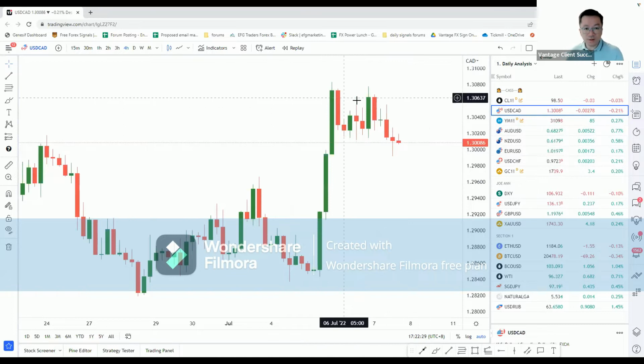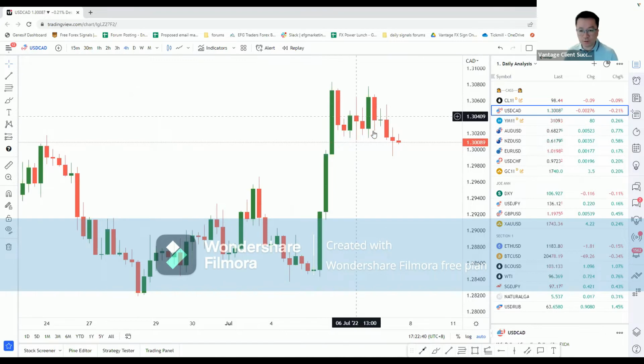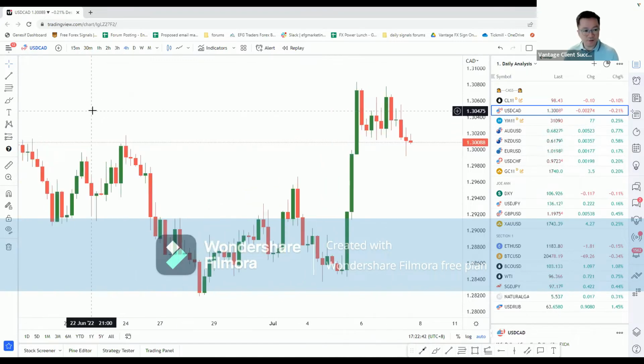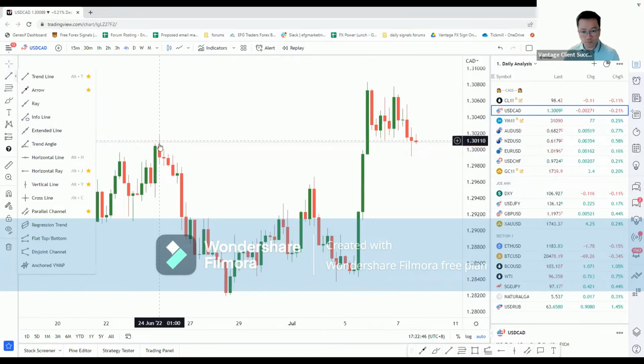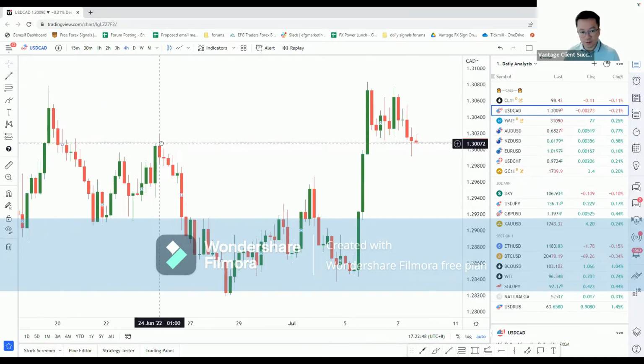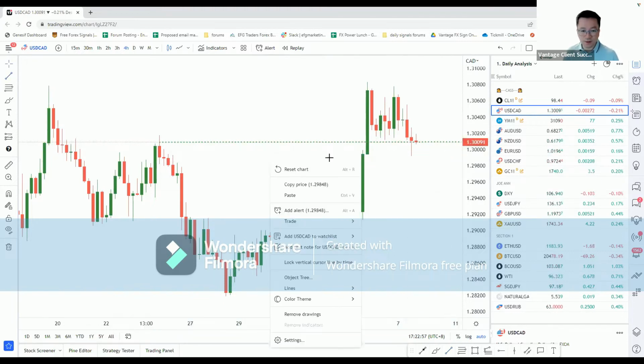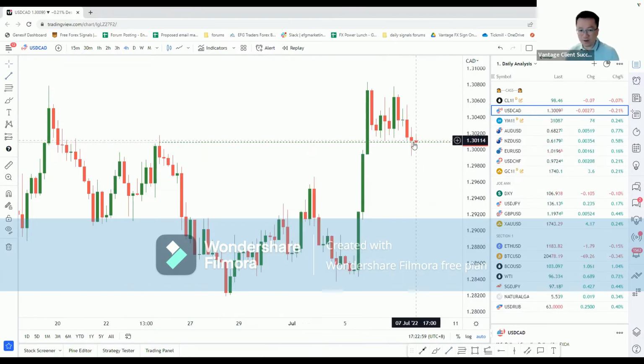All right, US CAD long, be very careful there. What I was actually looking at, I've been quite keen on the US CAD. Things to pay attention to here is that we have a key support level at this 1.30 level. We have a key support level here at about 1.30, and it is testing that right now.